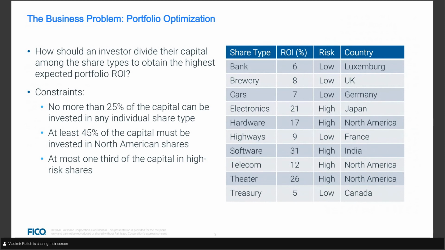And for each share, you can see that we have a share type. So this is the industry that the share is part of. We have the expected return on investment, the risk category, so whether it's high or low risk, and the country of origin. So our investor also has a particular risk profile, and this is specified to us through constraints on the portfolio weights. So we have 3 of these constraints.